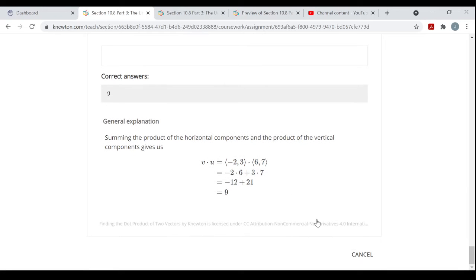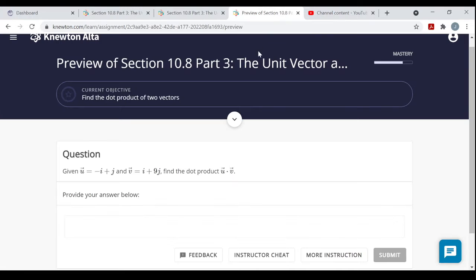Alright, so let's get to my problem here. Suppose we're given vectors u is negative i plus j, and v is i plus 9j. Find the dot product, u dot v. And again, your final answer will be a number.